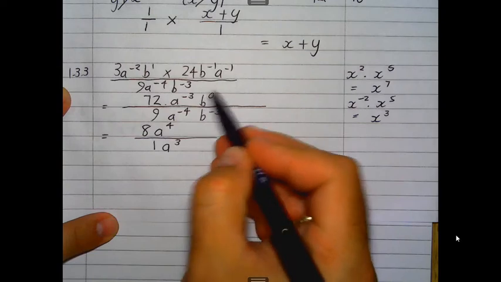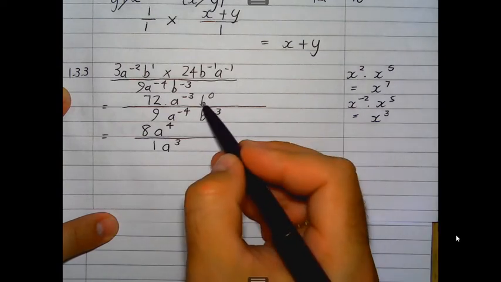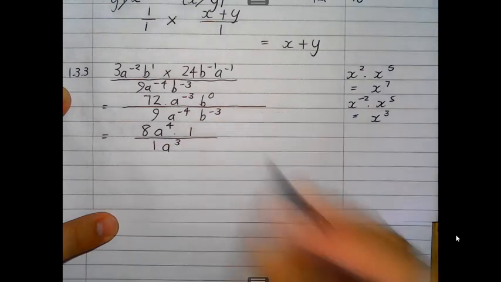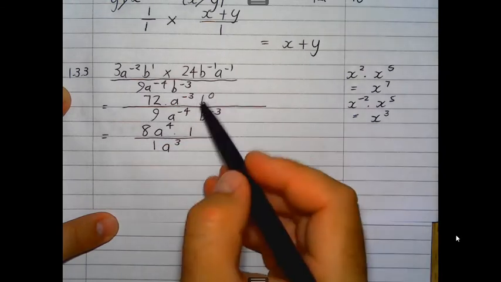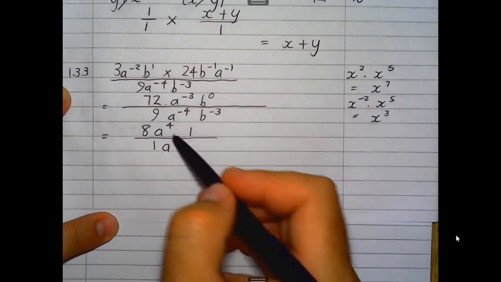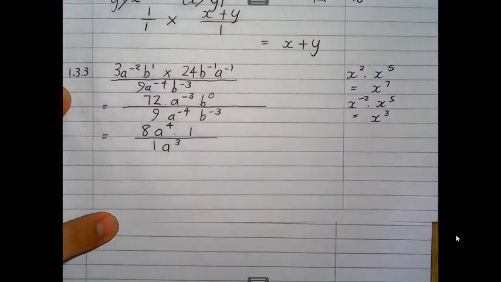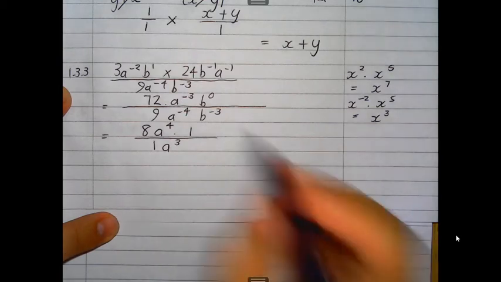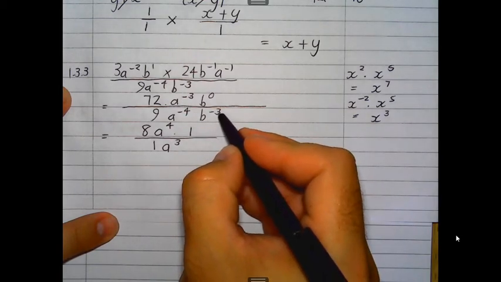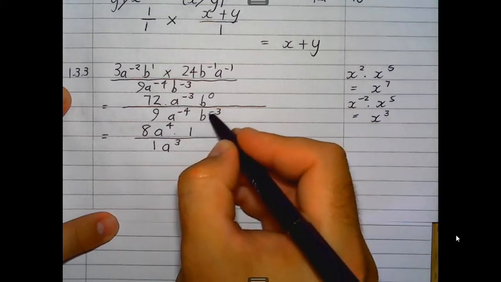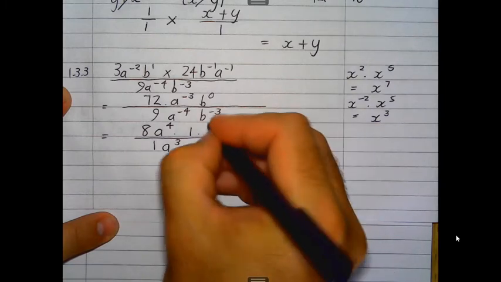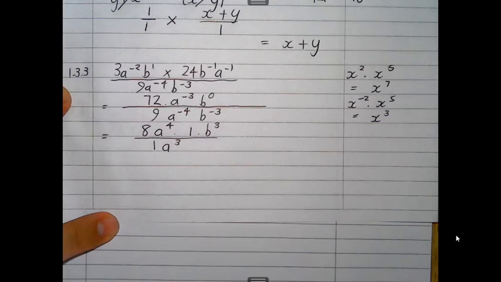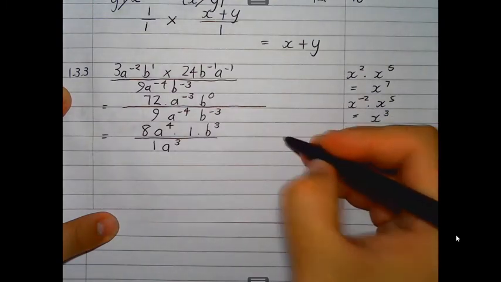B to the power 0 at the top, anything to the power 0 is 1. So that b to the power 0 almost disappears, and it becomes times 1, which isn't really doing anything, hey? This b to the power negative 3 at the bottom, we don't like negative exponents, so we can send that b to the power negative 3 to the top, and it becomes b to the power 3. Does that make sense?